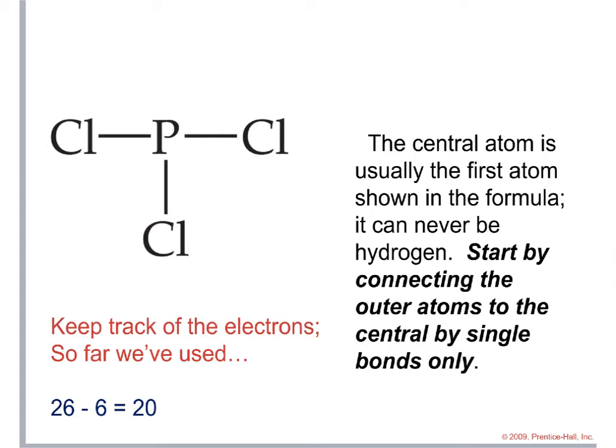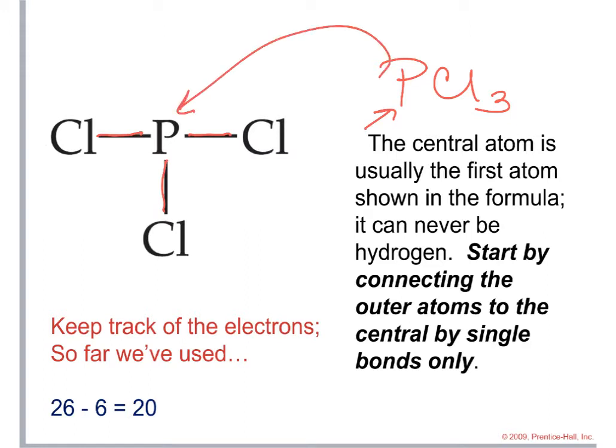All right, the second rule is you want to arrange all of the atoms and connect them to begin with just single bonds. That's just one line. Now there's typically a central atom, and then there are outside atoms. The central atom is typically the first atom that is written in the formula. So PCl3, phosphorus was first.